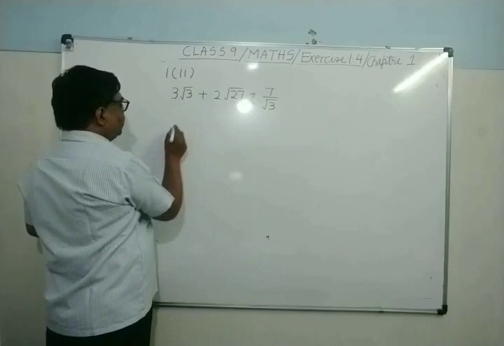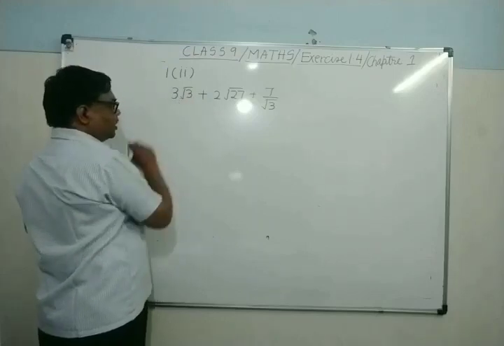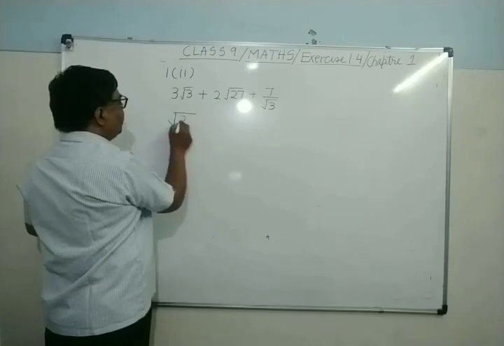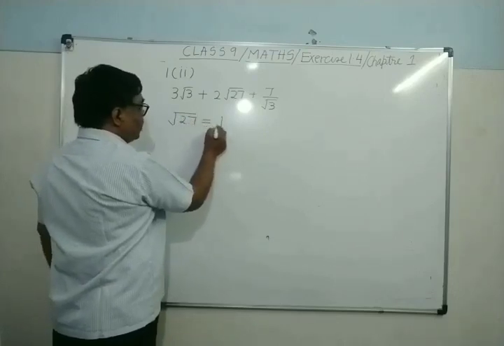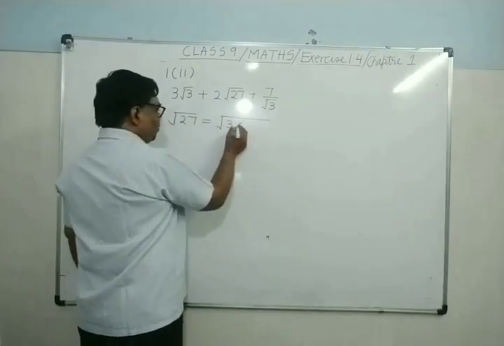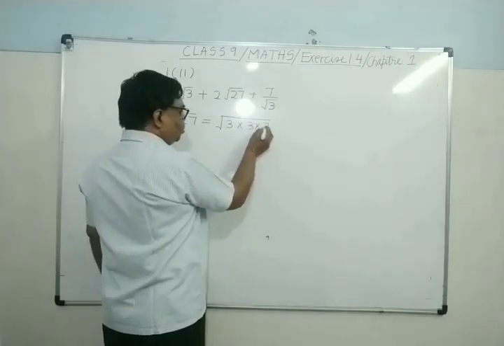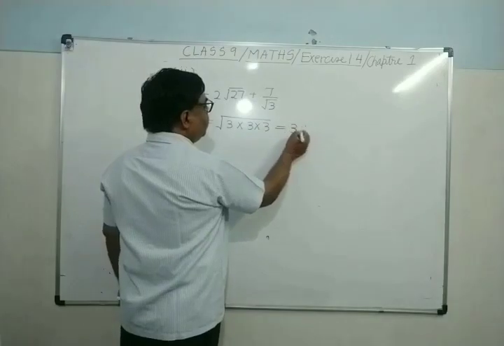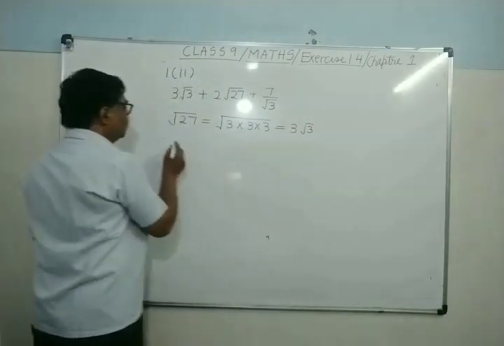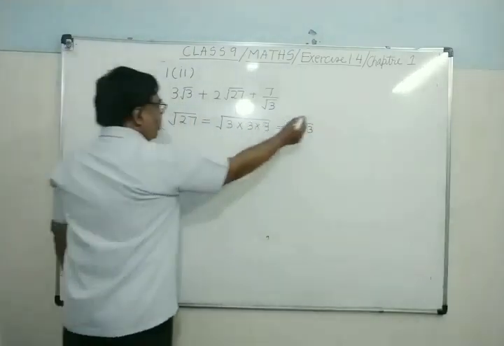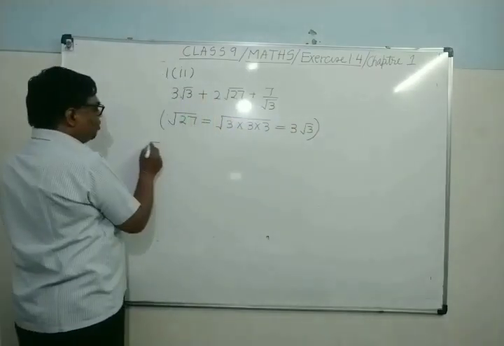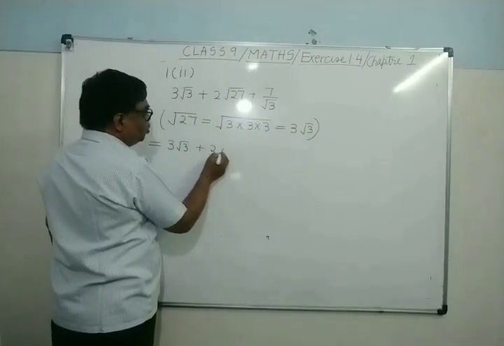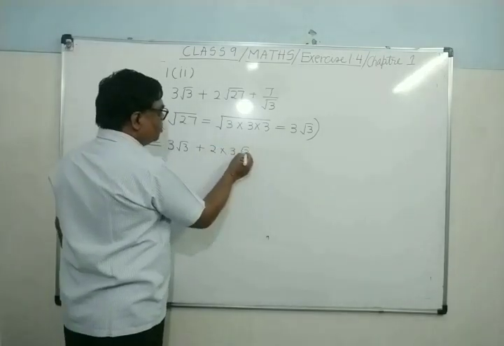That is like surds, surds whose order is the same. So first you write everything in the simplest form. Root 3 is already in the simplest form. Root 27, what will you write? You can simplify here separately: 3 into 3 into 3. So one pair of 3 has formed, so it will come out. It will be 3 root 3.